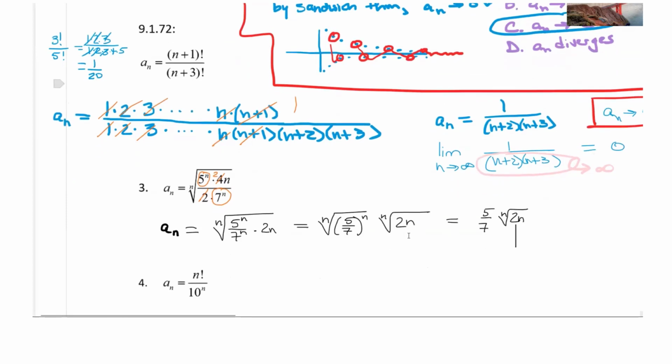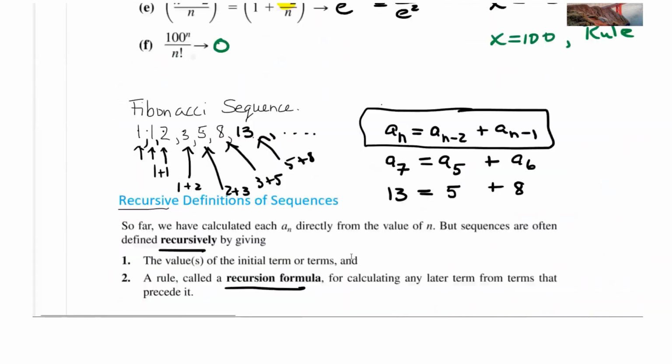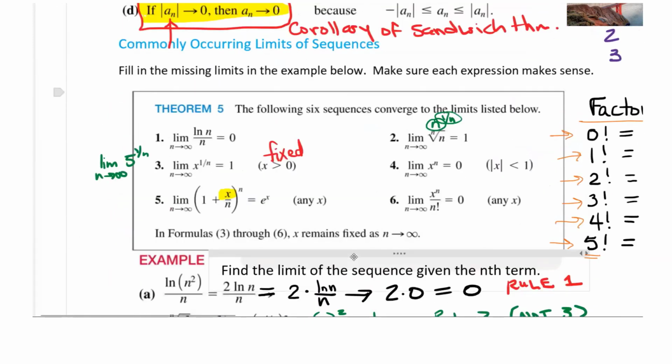Okay, so now we have to look back at our common limits and see which of those 6 rules are going to work, if any, for this. So jot this down, 5/7 times the nth root of 2n. And let's go back up here and look at these 6 rules in Theorem 5. Do you see any of these scenarios popping up? Are any of these rules going to be helpful?